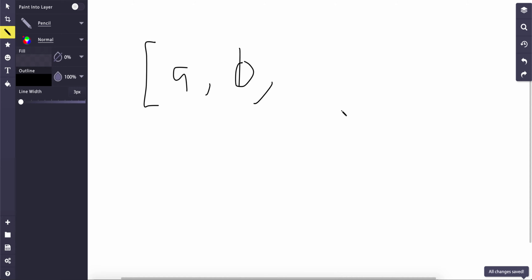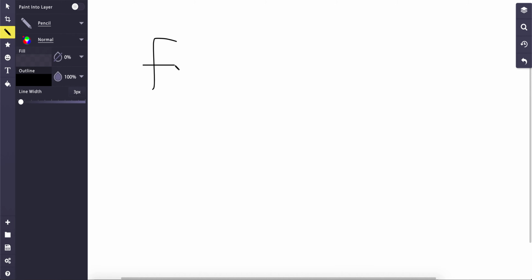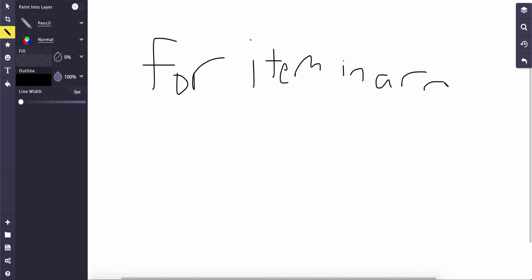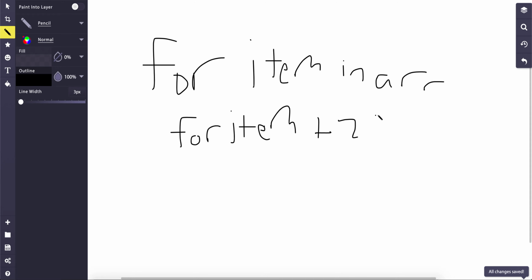So then in the end, we essentially have 2 for loops where it is like for the item in the list, and then we would have another for loop, which is the item plus 2 in array.